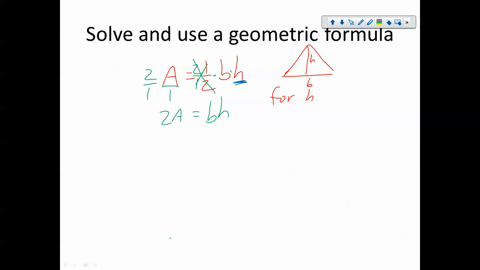Now, we're still working on getting the h by itself, right? So what operation is happening between the b and the h? That would be multiplication. So we're going to now divide by b, because we're trying to get the h by itself, right? So we're going to divide by b, because b divided by b cancels itself out. Just like 2 divided by 2 cancels itself out. If I divided the right-hand side by b, I have to divide the left-hand side by b. We get h equals 2a over b. And that is my final answer for that problem.